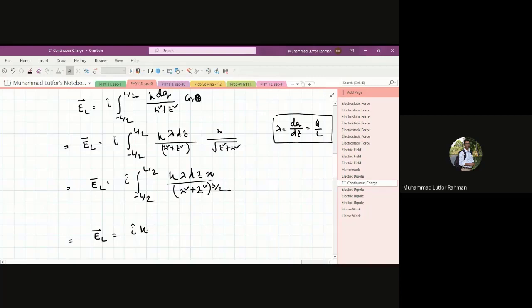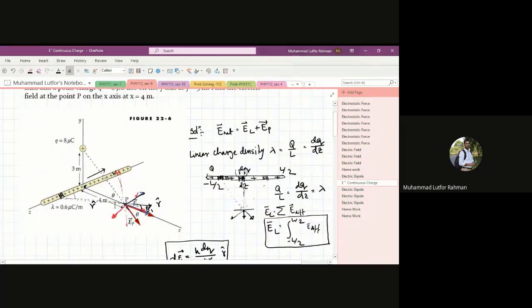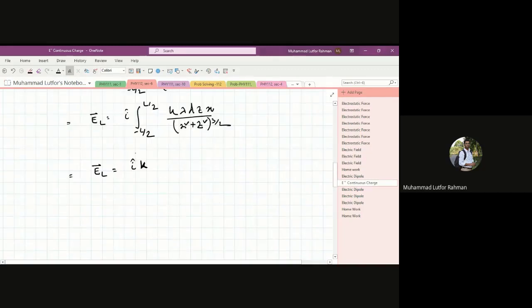This x is also fixed, because we find out E at a distance x, right? Which is actually that 4 meter over here. This is the x direction. So this way it is fixed. You can say this is the constant. I can factor out this one, kx lambda, integral from minus L by 2 to plus L by 2 of dz divided by (x square plus z square) to the power 3 by 2.